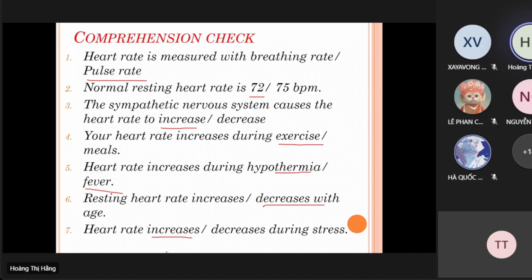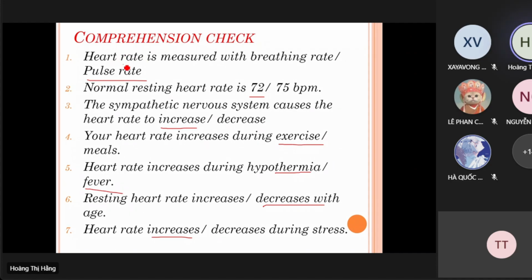Now, anh Quân, were you right? Quân ơi, right chưa? Quân đâu rồi? Dạ rồi. Đúng hết không? Dạ đúng hết. Chính xác. Good job em. Rồi, nãy Quân làm đúng hết rồi nha các bạn.